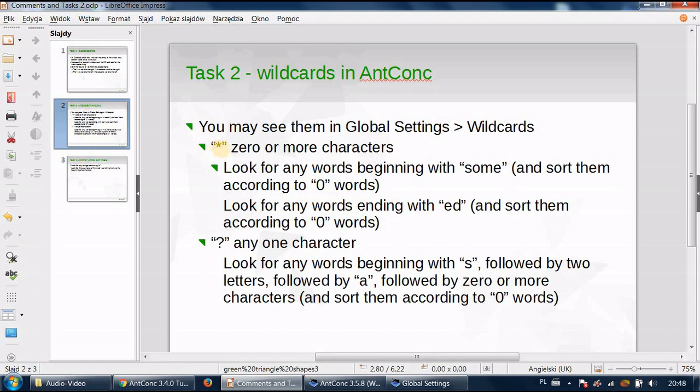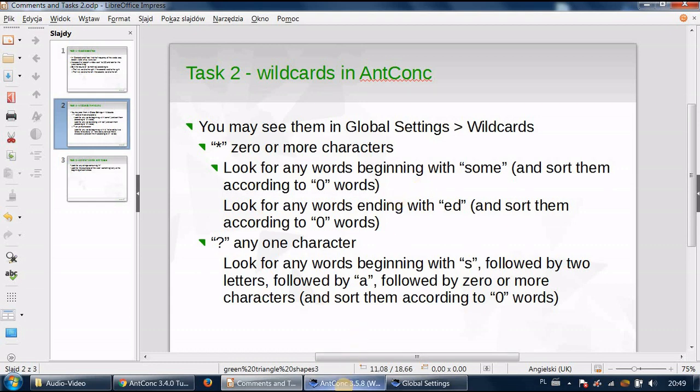So the asterisk stands for 0 or more characters. So with the use of the asterisk, I'd like you to look for any words beginning with some, and then sort them according to 0 words. And so do it now, please.